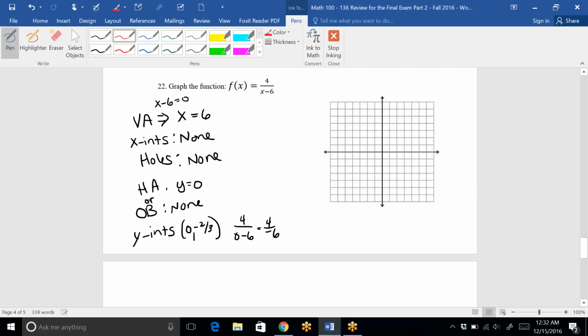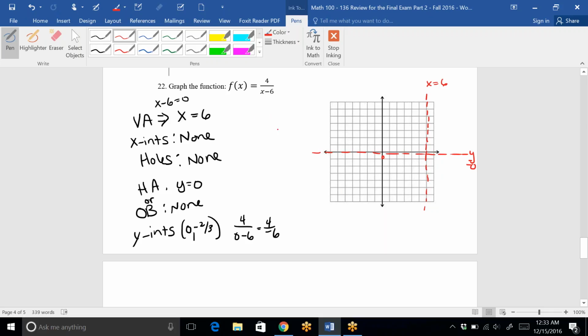Okay, so you needed all this just to get started. So this is 1, 2, 3, 4, 5, 6. We have a vertical asymptote there at positive 6. Our horizontal asymptote is at y equals 0. We have a y-intercept at 0, negative 2/3. That's down here. And we have no other points.